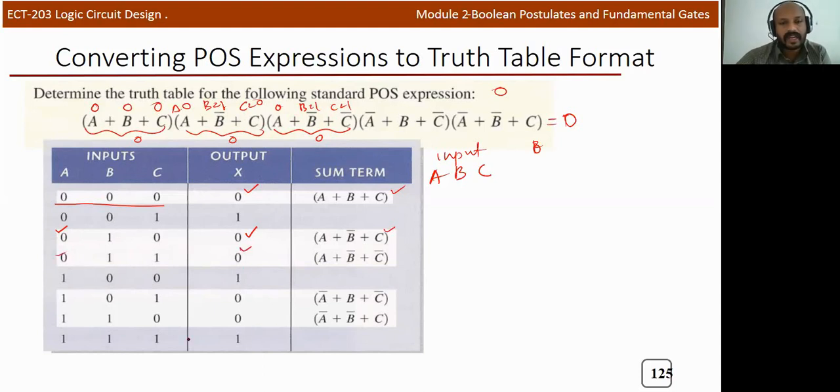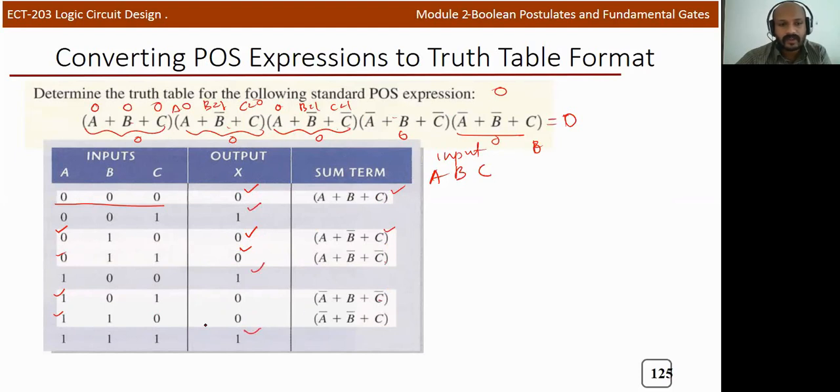In a similar way, we can identify the other two terms also: A bar plus B plus C bar, it will be like this. And the last term, A bar plus B bar plus C, will be this term. So we got 1, 2, 3, 4, 5. So 5 terms where the output will be 0 and all other values will be 1.